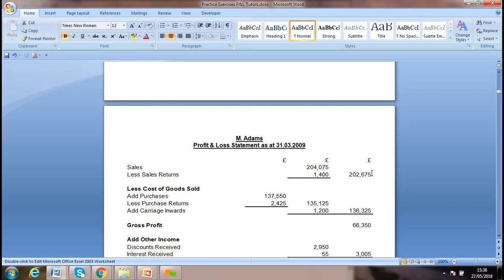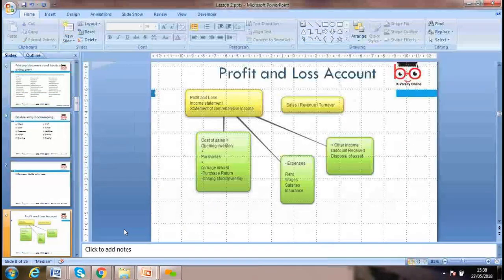Then we less cost of goods sold. Cost of goods sold is a formula: opening inventory plus purchases, less closing inventory. If we have carriage inward, we add it, and less purchase return. So that's the formula which I wrote in the slide: opening inventory plus purchases plus carriage inward less purchase return less closing inventory. In this question, we don't have a closing inventory, so they just use the figures.